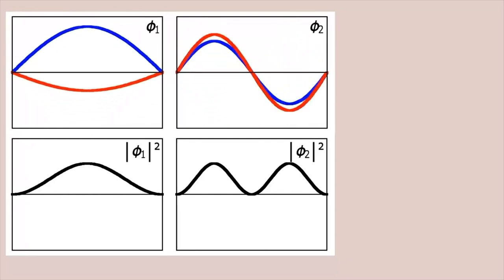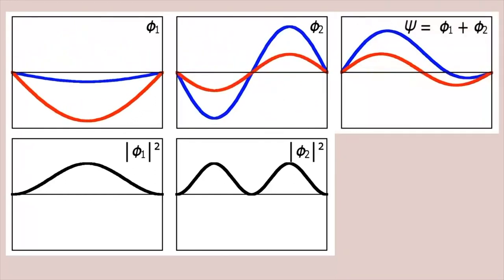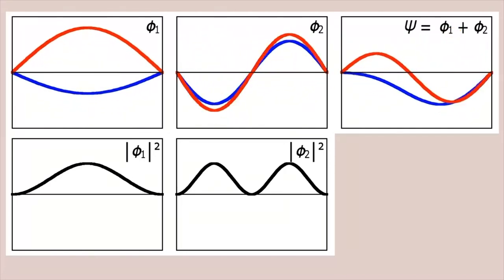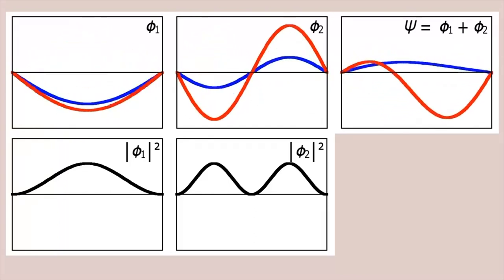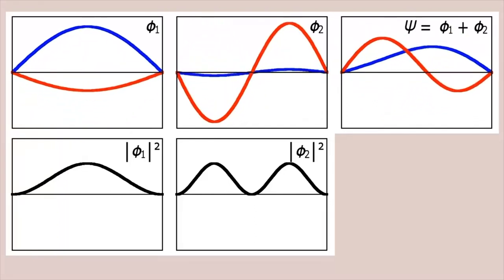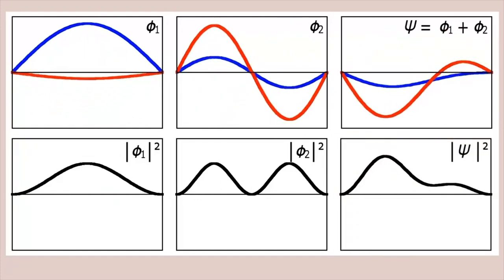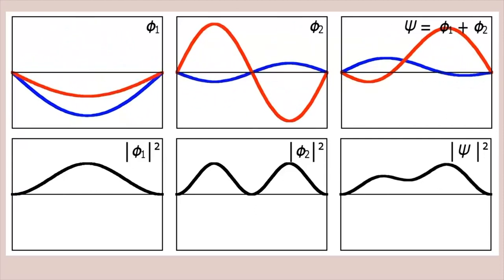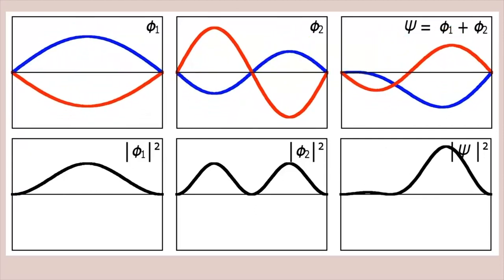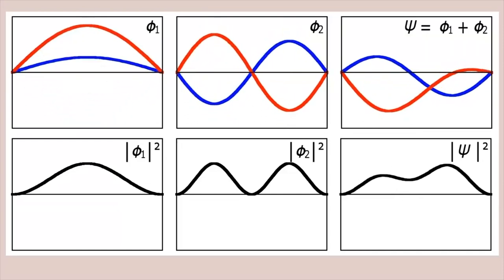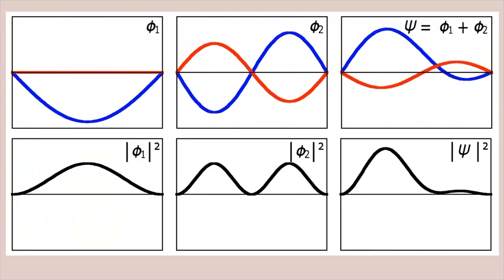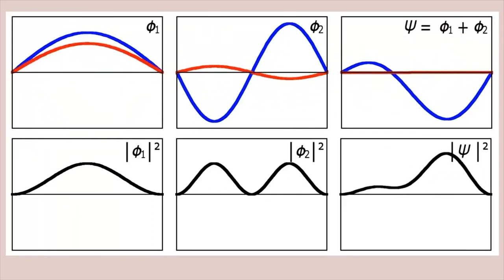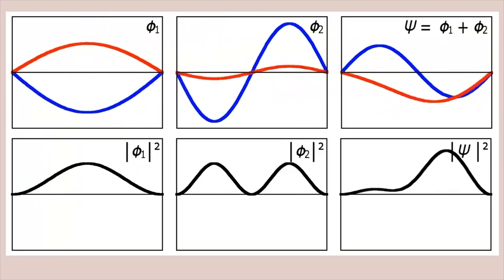Now consider the situation where the wave function is a linear combination of the two eigenfunctions. In particular, it is an equal linear combination of the two eigenfunctions with 50% phi 1 and 50% phi 2. Now you see that the probability density does depend on time, and this is consistent with what we have written down before about the time evolution, that if a wave function is a linear combination of eigenfunctions, it is not a stationary state. In that case, the probability density does depend on time.